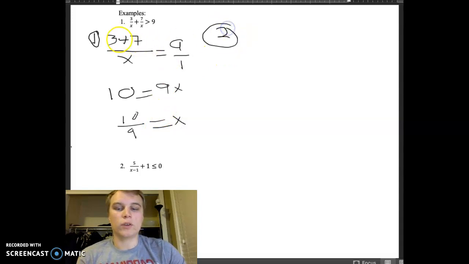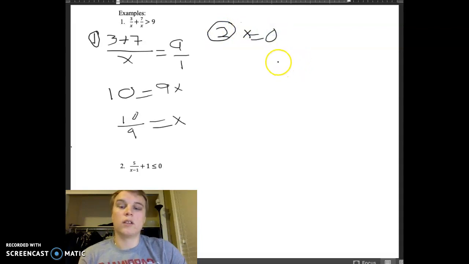Step 2 is we're taking the denominator, in this case just x, and setting it equal to 0. Let me fix that x for us. So x equals 0. Luckily, there's nothing else to do. So that's our next step. So 0 is the other critical point.